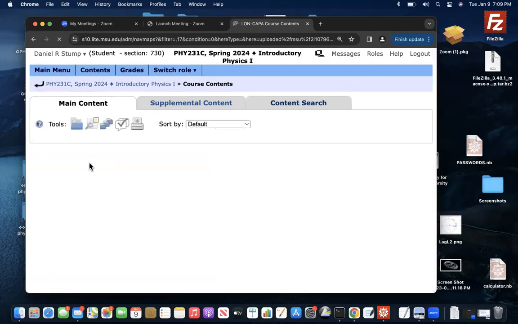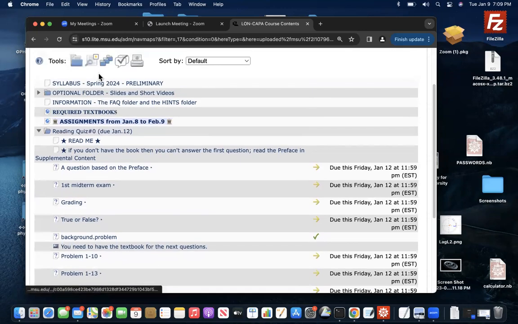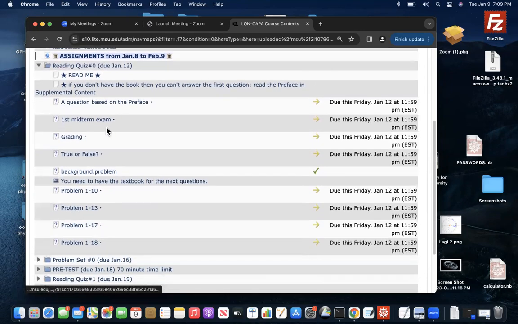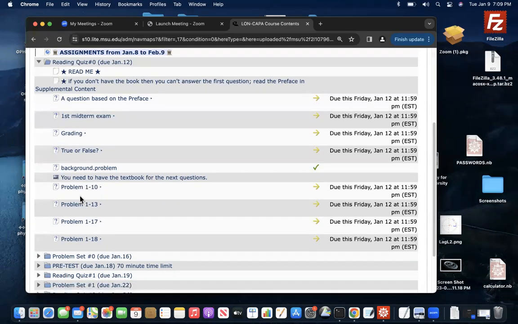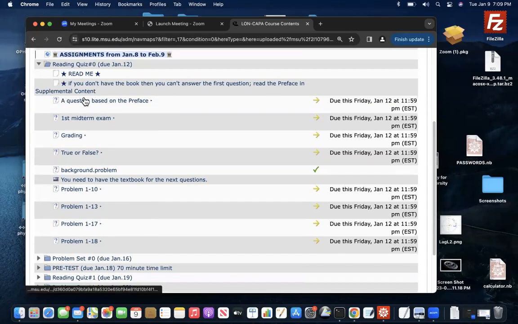So here's the reading quiz. You open the folder, there's information to get started. There are a bunch of questions. It looks like there are about 9 questions to answer. These will be easy to answer. So this shouldn't take you more than about half an hour if you've read the chapter.